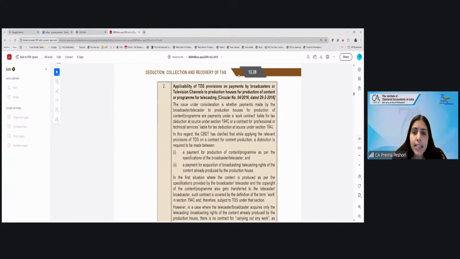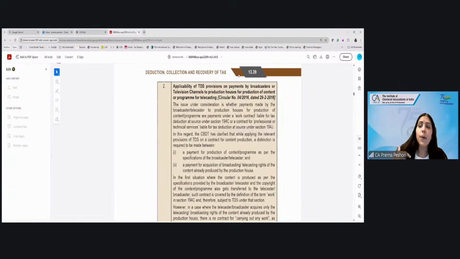So the CBDT in this case has clarified that a distinction is to be made between a payment for production of the content as per the requirements of the broadcaster and payment for the acquisition of the broadcasting rights. So let's say, for example, if Dharma produces a movie, right, and it gives this movie rights to Netflix, that is payment for acquisition of broadcasting rights.